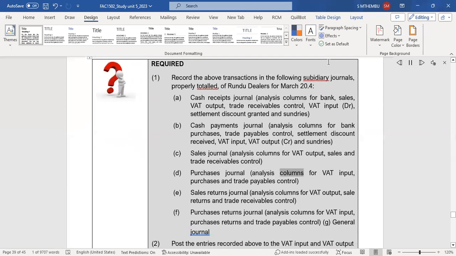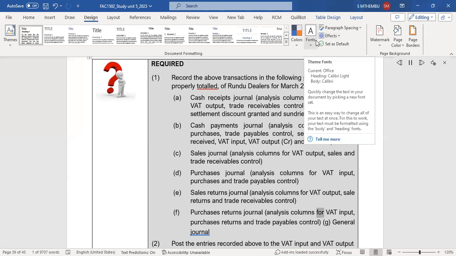Purchases Journal, analysis columns for VAT Input, Purchases, and Trade Payables Control. Sales Returns Journal, analysis columns for VAT Output, Sales Returns, and Trade Receivables Control. Purchases Returns Journal, analysis columns for VAT Input, Purchases Returns, and Trade Payables Control. G, General Journal.